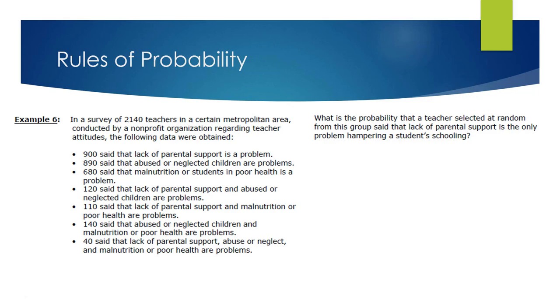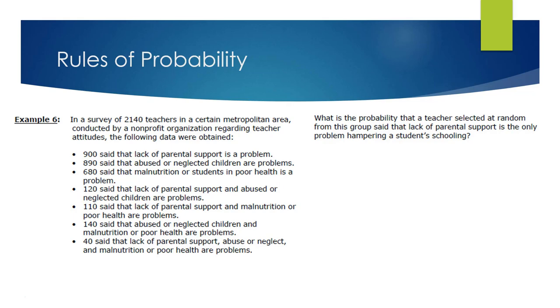900 of them said they have a lack of parental support and that that's a problem. 890 said that abused or neglected children are problems in their school. 680 of them said that malnutrition or students' poor health are problems in their school.